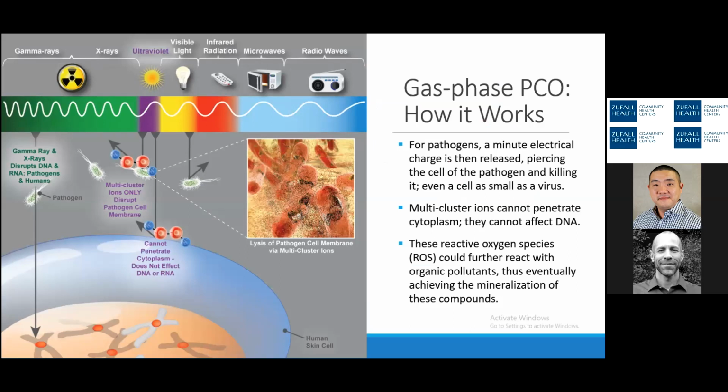This diagram shows kind of how the lysis of the pathogen cells occurs. They basically desiccate these cells by delivering a very minute electrical charge to the cell membrane that then causes the potassium to leak, which ultimately will render the pathogen inactive. These multi-clustered ions cannot penetrate cytoplasm, so they cannot affect human skin cells or the DNA and RNA, just the cell membranes of pathogens.